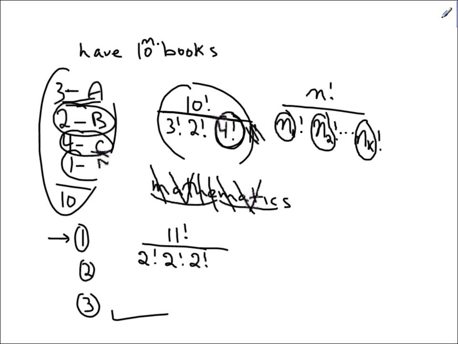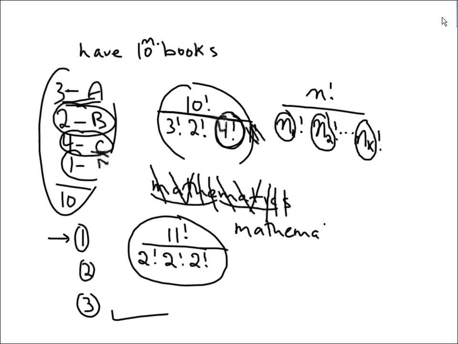E came up once. I, C, and S come up once. So here is the answer. This is the number of different 11-letter words you could make using the letters for mathematics. You scramble up the letters.